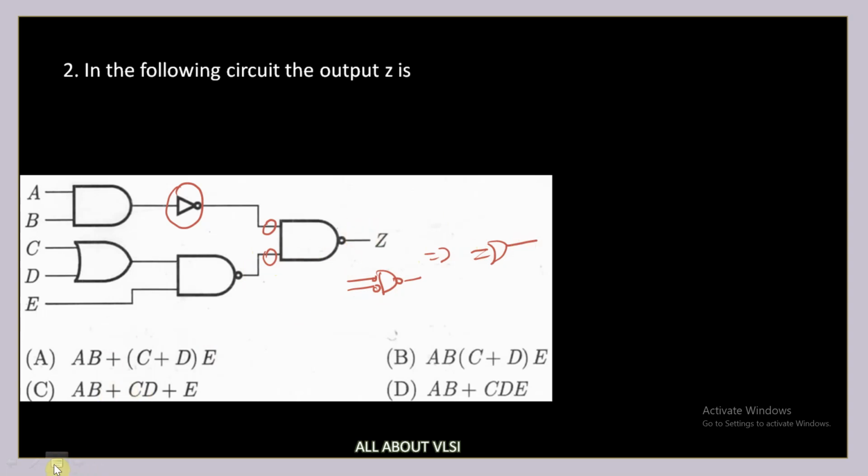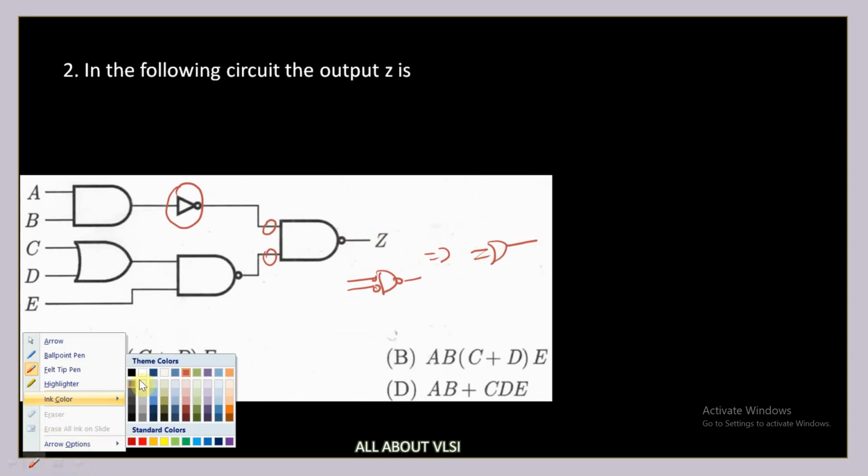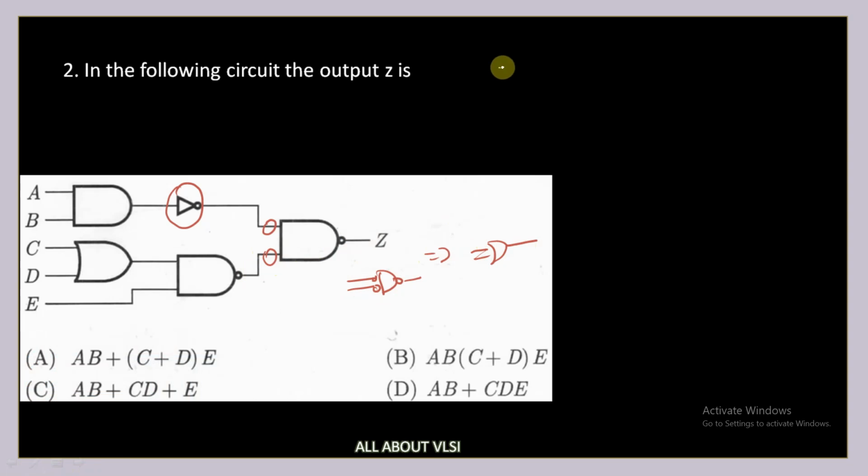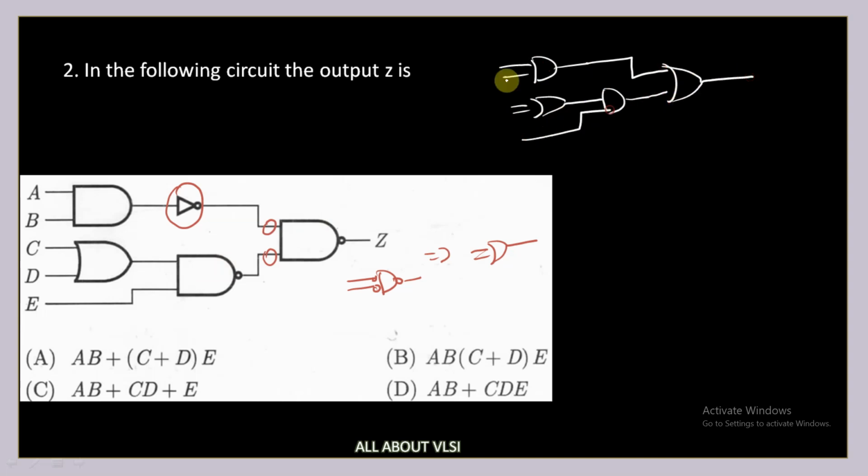So you can simply replace your whole circuit as an AND gate followed by an OR gate. This NAND gate will be converted to an AND gate, the NOT gate will be removed, and this NAND gate will be converted into an OR gate. This is how we can replace our circuit.